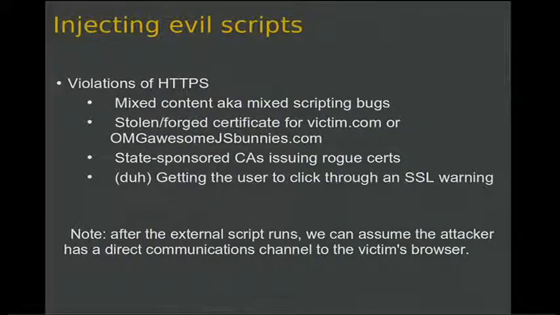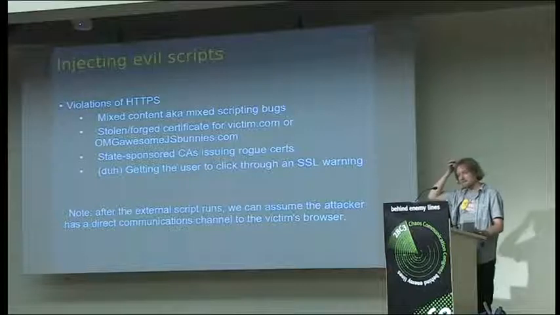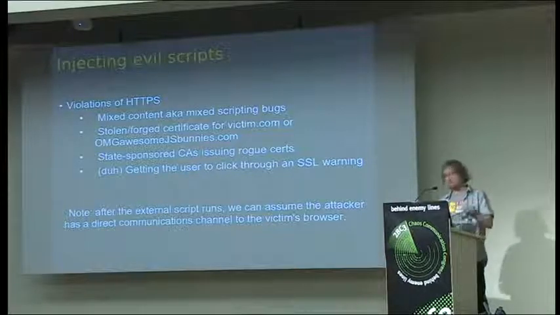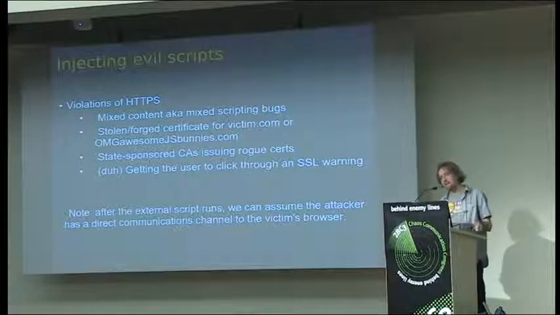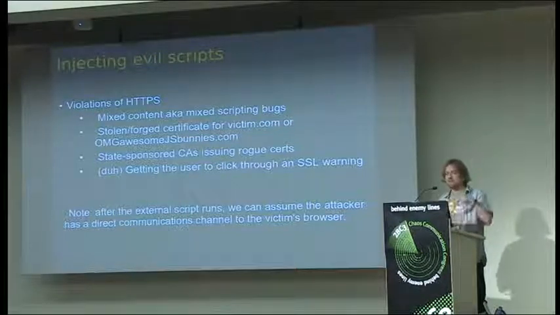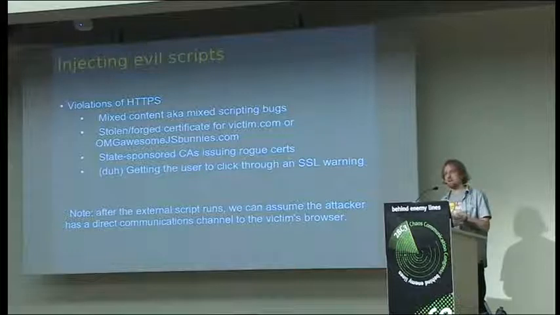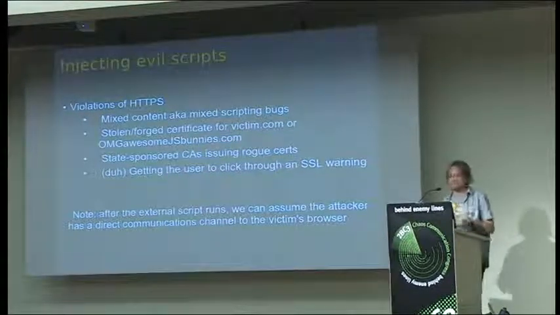And the last category of things is even for web applications that do HTTPS properly, there are some things that... So if you have a sensitive web application that's only using HTTPS, so it's less vulnerable to the cache poisoning, there are a bunch of bugs that can allow attackers to inject those scripts. So there are mixed content bugs where a web application loads resources over HTTP if the page is HTTPS, which bypasses the HTTPS protections completely. And then we can have stolen or forged certificates, and we can have evil CAs issuing evil certificates, and there's always a chance to get the user to click through a warning, and then they would connect to an attacker's web server that would cache some resource under the context of HTTPS of the victim domain.